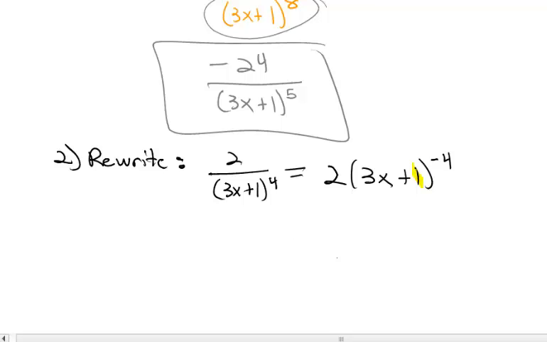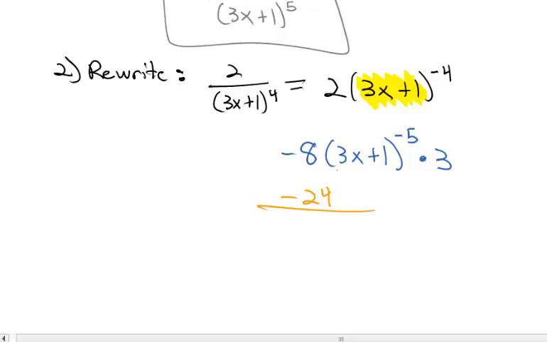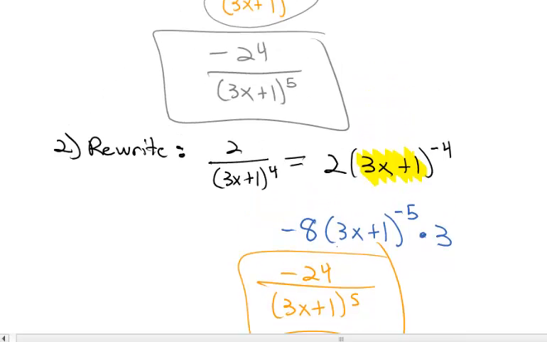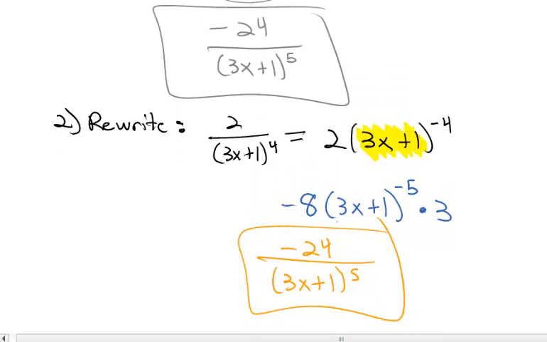We've got the guts of the 3x plus 1 in there. So the derivative of the outside, pulling the negative 4 out front, gives us negative 8, 3x plus 1, subtracting 1 from the exponent, negative 5. We just have to multiply by the derivative of the inside, which is 3. Simplifying then, 3 times 8 is negative 24. The negative exponent moves it to the bottom. We have 3x plus 1 to the positive 5th power. And much quicker and cleaner, we get to the correct answer.